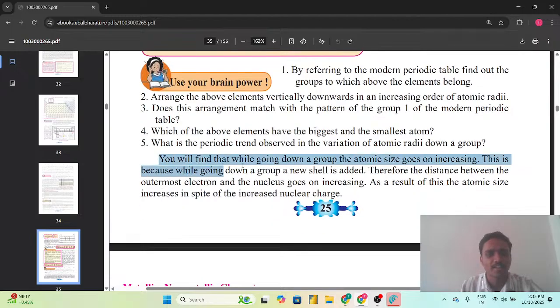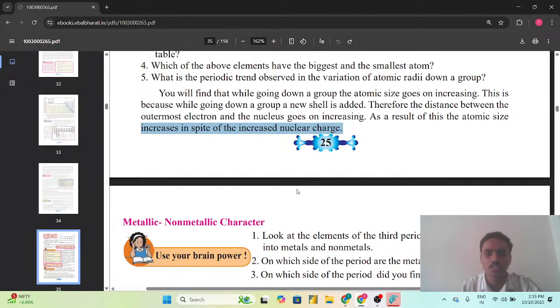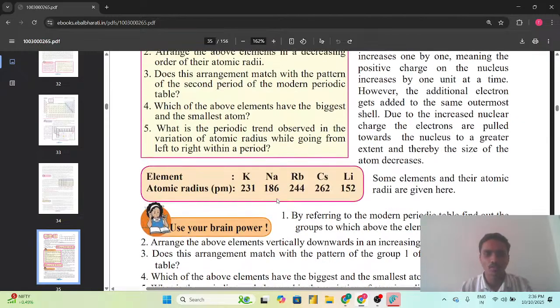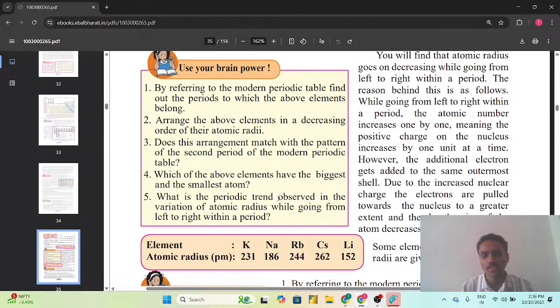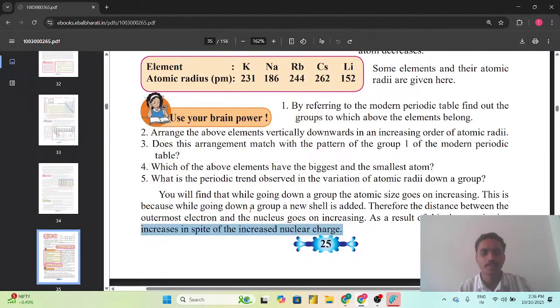So here we can see that while going down the group, the atomic size goes on increasing. This is because while going down a group, a new shell is added. Therefore, the distance between the outermost electron and the nucleus goes on increasing. As a result of this, atomic size increases in spite of the increased nuclear charge. As the nuclear charge goes on increasing, the protons carrying the positive charge in the nucleus attract the electrons towards the center, which decreases the size of that element.